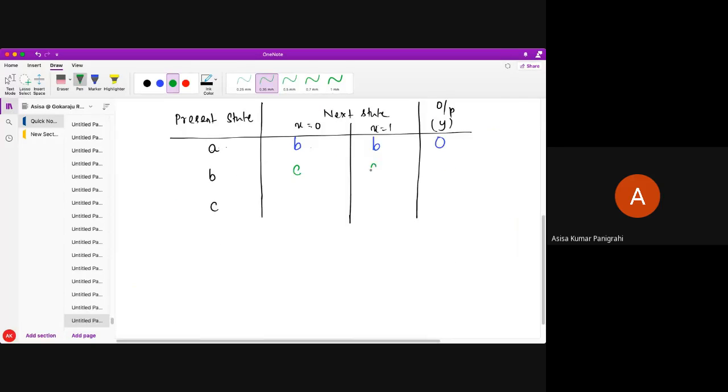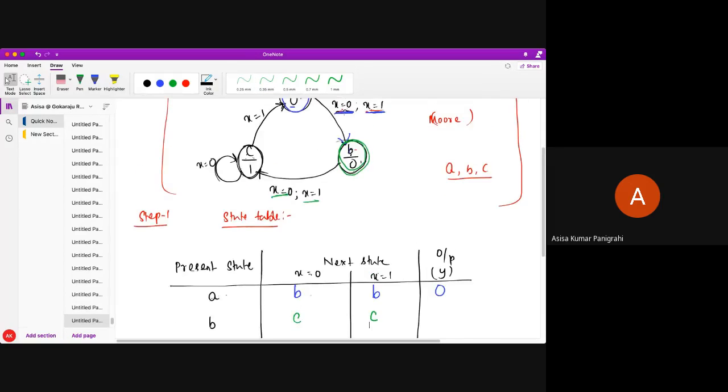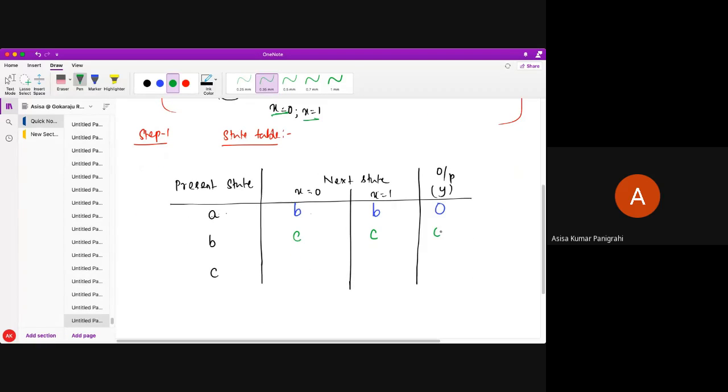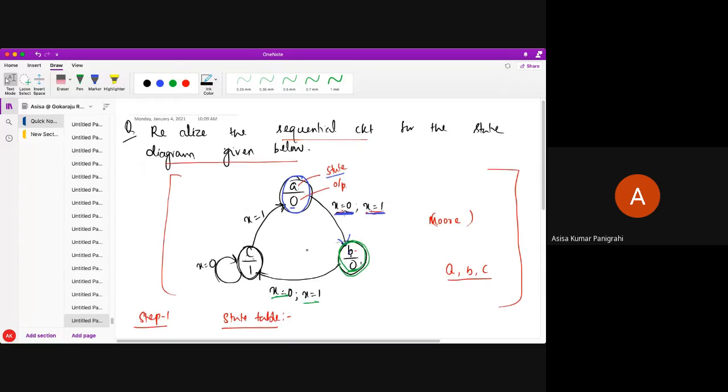Are you understanding? And what is my output? My output here is 0. So this is my output. Output is 0. Now I am at present state C, let's say. I am at present state C.